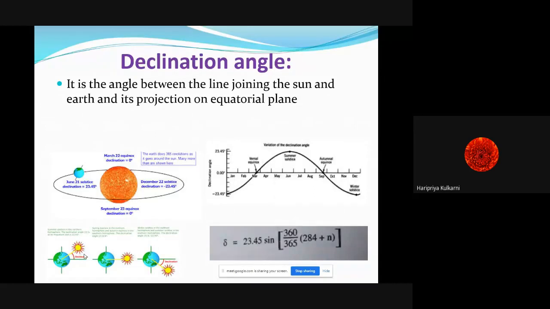Now consider this diagram. This is the sun, falling on the earth. This is the center of the earth. This is the line joining the sun and earth, and its projection on the equatorial plane. This is the equatorial plane. This angle is called the declination angle.